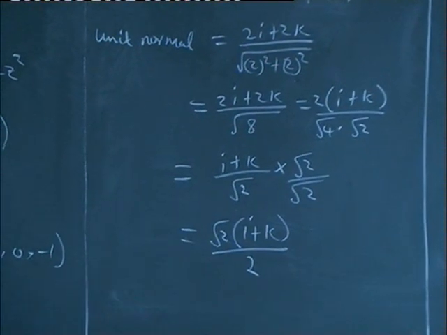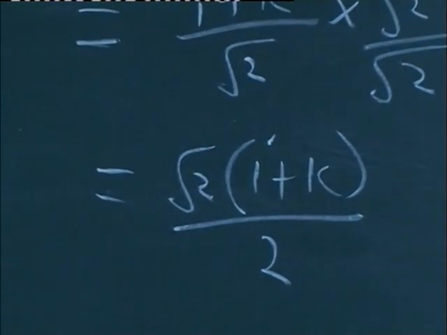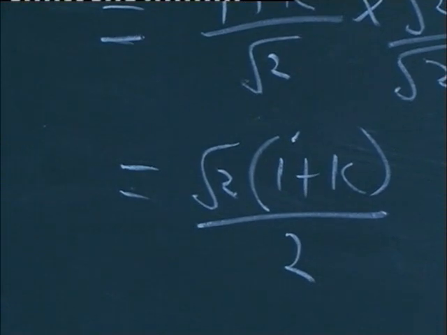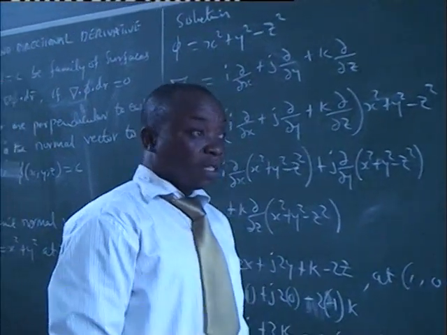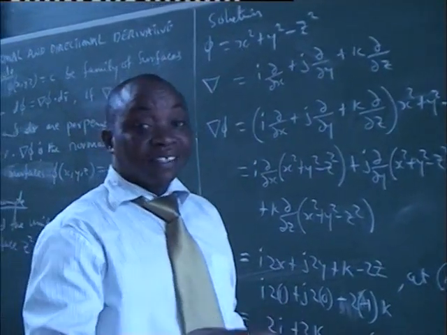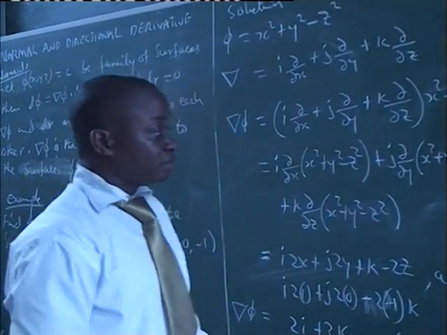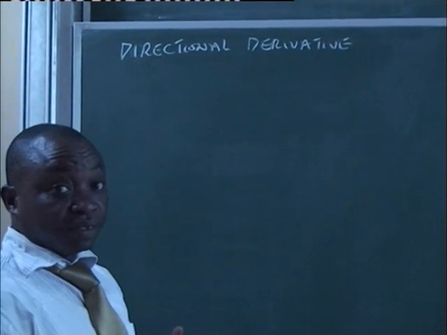Yes, so that is how we get the unit normal, and we also get the normal vector. And you see that it is because of partial derivatives that we can do all this. So that is the application. Now we'll also look at directional derivative. Next one is directional derivative.